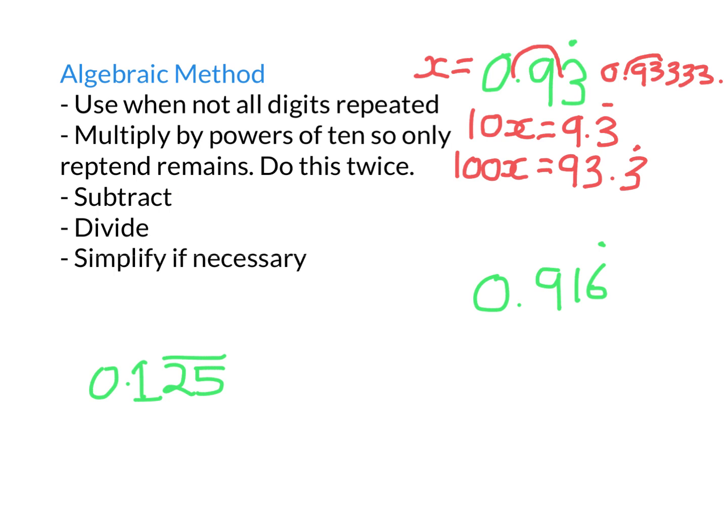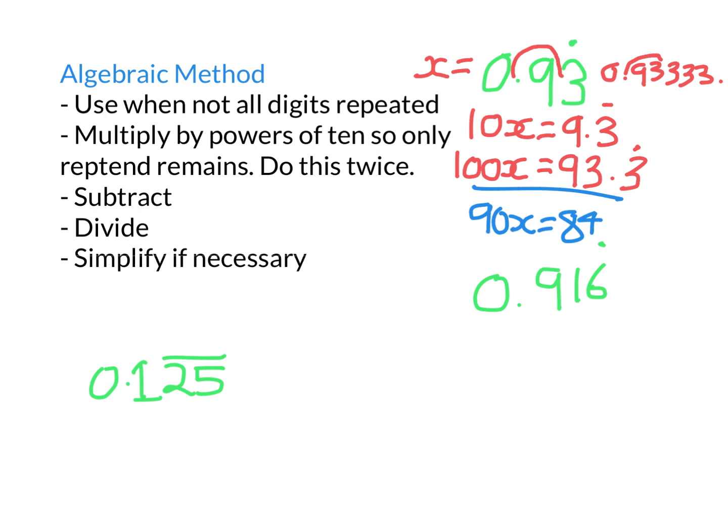So 100x minus 10x is 90x. Now, 93.3 recurring and 9.3 recurring. When you subtract them, you just get 84. See, when I subtract these digits after the decimal point, the reptend will disappear, and 93 minus 9 is 84. See, now I have an equation that I can turn into a fraction really easily.